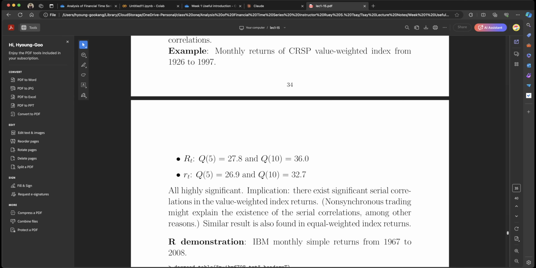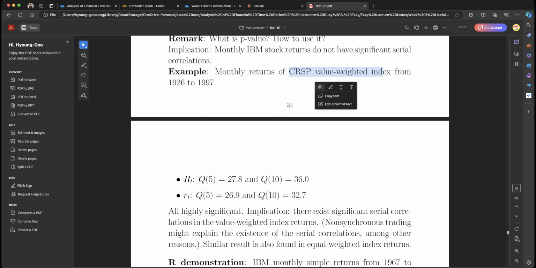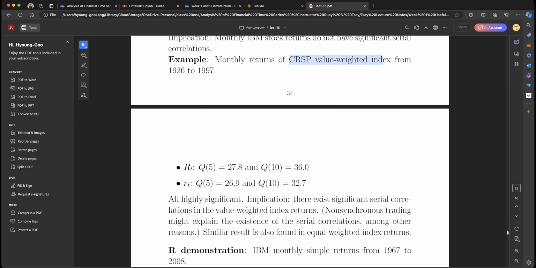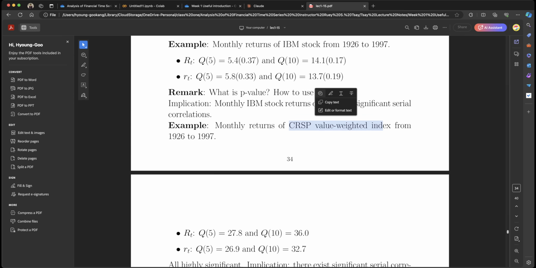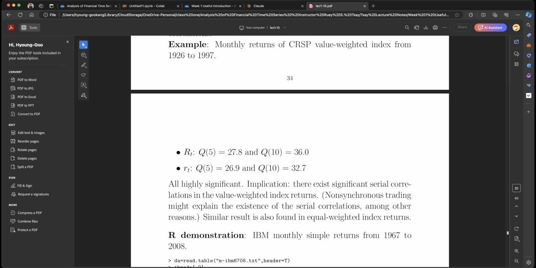In the case of the CRSP value-weighted index, this is surprisingly large, or highly significant. This is a very large number, while this is a very small number, so it is significant. The implication is that there is a significant serial correlation in the value-weighted index return. Non-synchronous trading might explain the existence of serial correlation, among other reasons. So even though there is no serial correlation at the individual stock level, at the portfolio level there is possibly correlation.